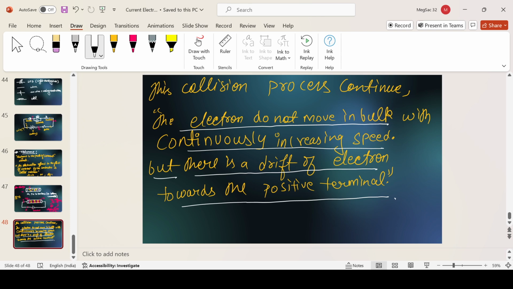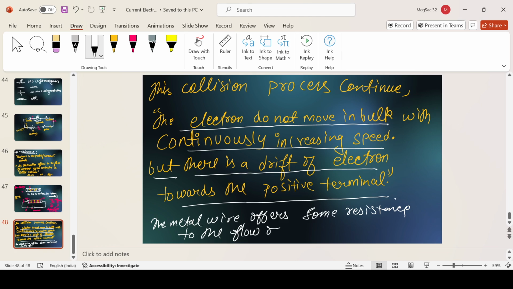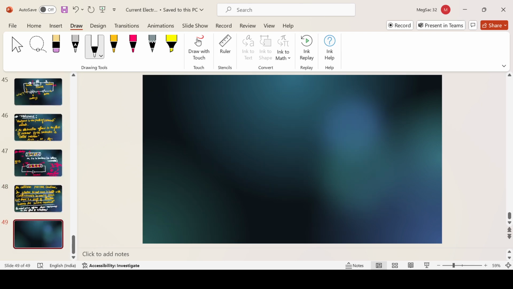Now this drifting depends upon the structure of the particular material, because every material has a different type of structure and different types of electron and everything na, and how much potential you are providing to that also. Yes or no? So due to this the metal wire offers some resistance to the flow of electron. Now from here we got the resistance. Is it clear, everyone?